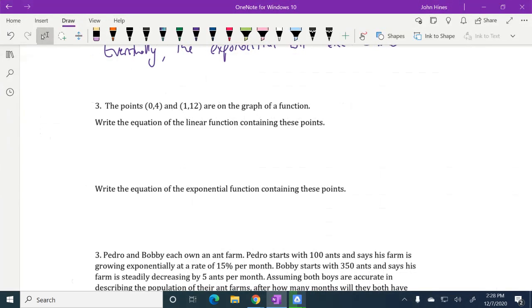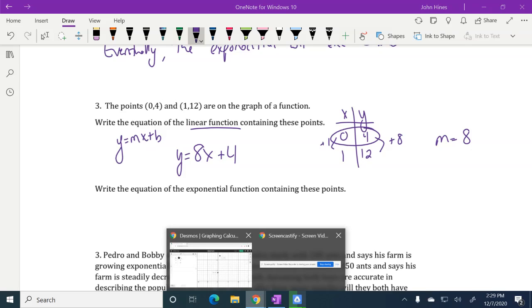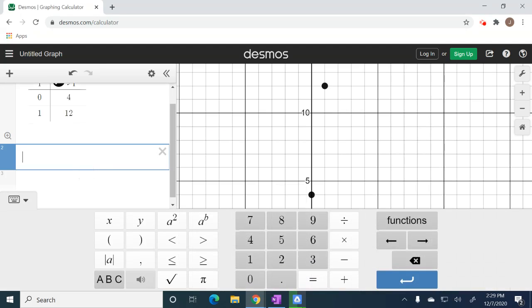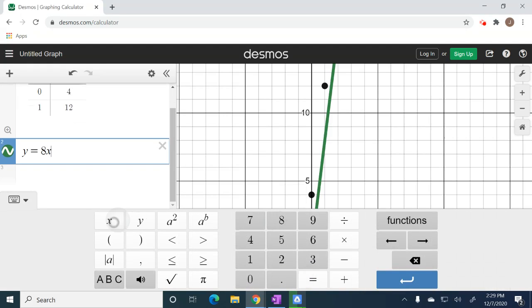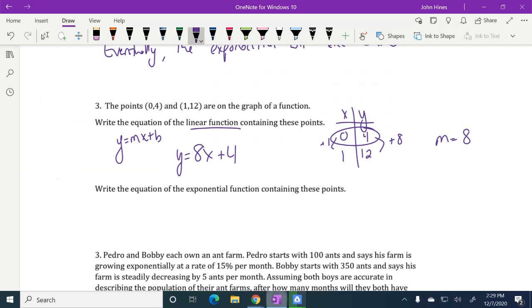Write the equation of the linear function. So linear function is y equals mx plus b. So in a table here, I'm looking for an additive pattern. Well, I add 8 per 1. So that gives me a slope of 8 over 1. I have a slope of 8. 8 is the number I keep adding. That's my constant rate of change. So this would be the equation y equals 8x plus my starting point of 4. So y equals 8x plus 4 is the equation of the line that passes through those 2 points, as we see there.